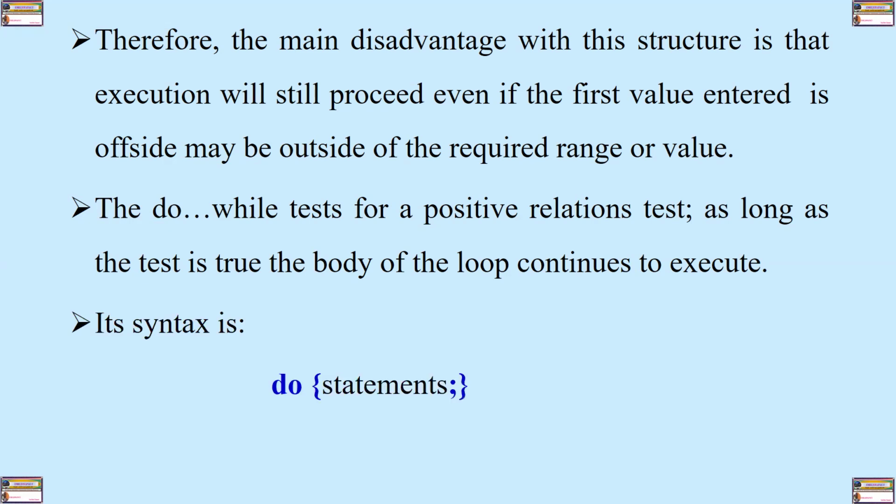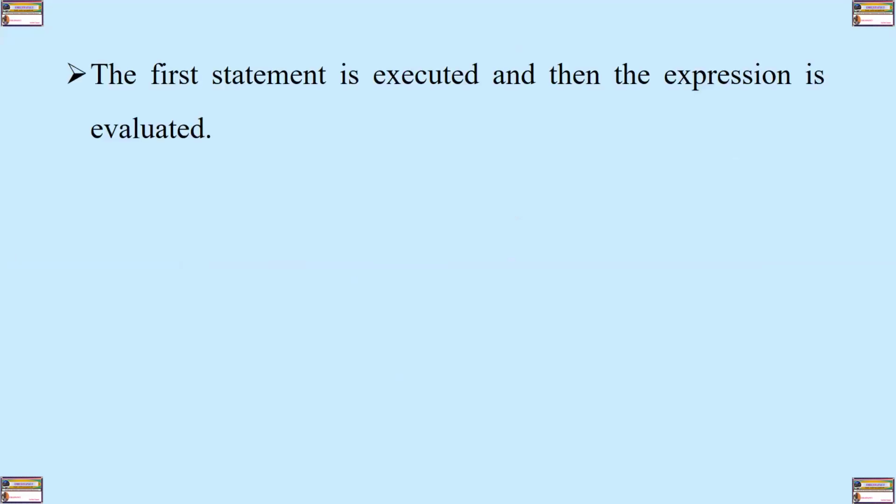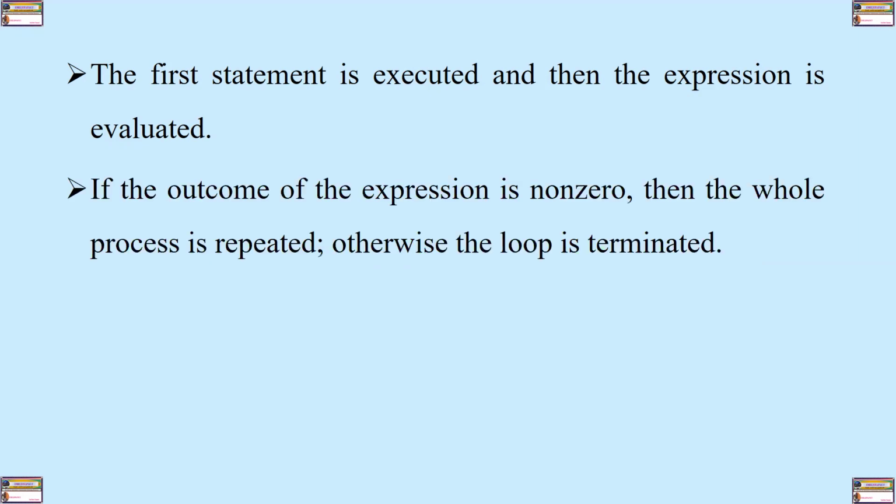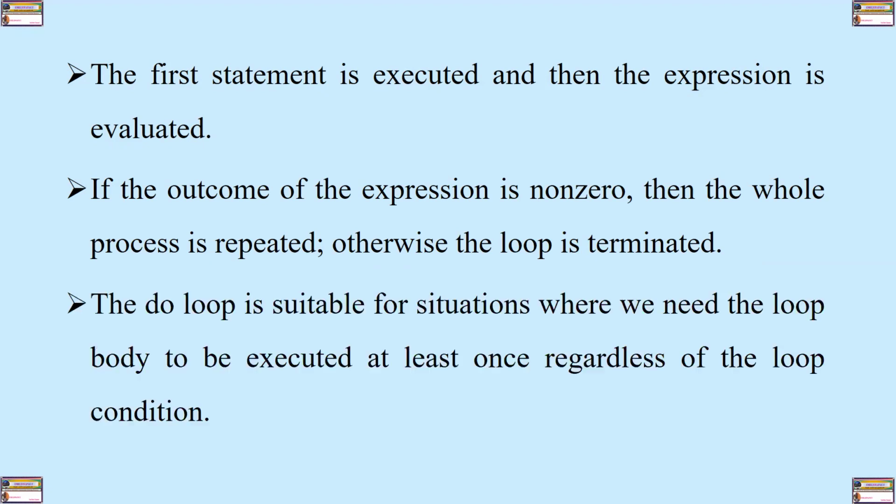Its syntax is to execute the following statements, then check. So do A, B, C, D while the condition is true. So as long as the condition is true, you can always repeat a set of actions. So you do something first, then check for the condition. The first statement is executed, and then the expression is evaluated. If the outcome of the expression is non-zero, then the whole process is repeated. Otherwise, the loop is terminated.